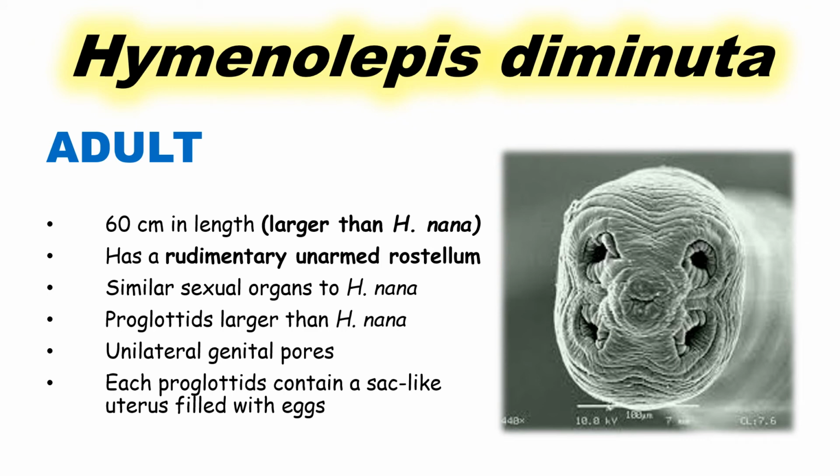So for the adult, what do we observe in its morphology? It has a rudimentary unarmed rostellum. It means it has only a basic or simple type of rostellum. Try to look, it is simple, guys, it does not protrude, and it is unarmed, no hooklets. Okay? The sexual organs are similar to H. nana, with 3 ovoid testes and 1 ovary, and unilateral genital pores. Each proglottid contains a sac-like uterus filled with eggs.